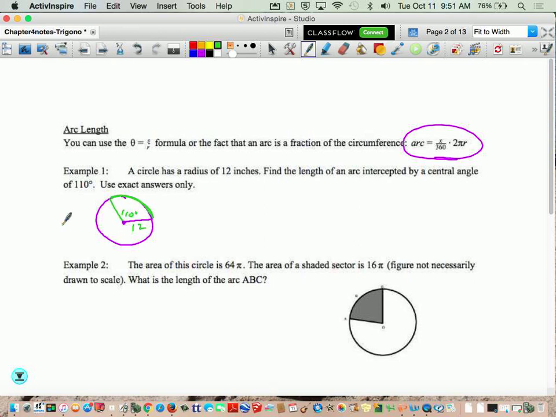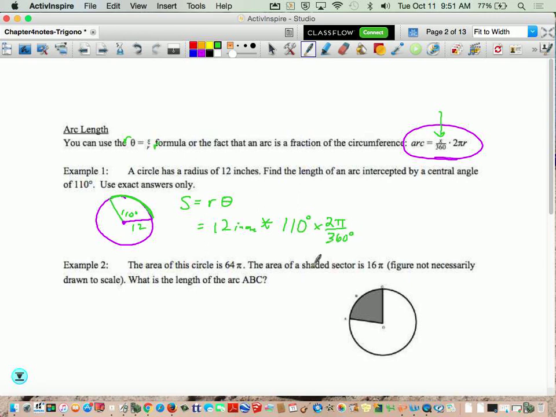Well, you can't use 110 degrees for this particular formula. You always have to be in radians, and so that's what this does. It converts to radians. So the arc length, which is s, if you multiply both sides of this function by r, would be r times your theta. So the r is 12 inches times the angle, which is 110 degrees, but then we're multiplying by our factor, 2 pi over 360.